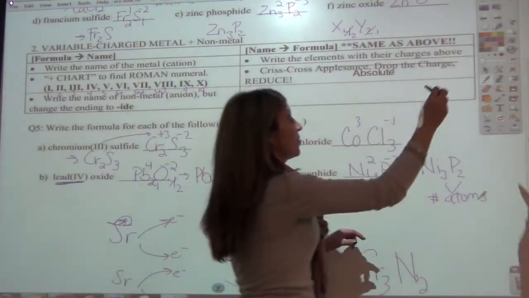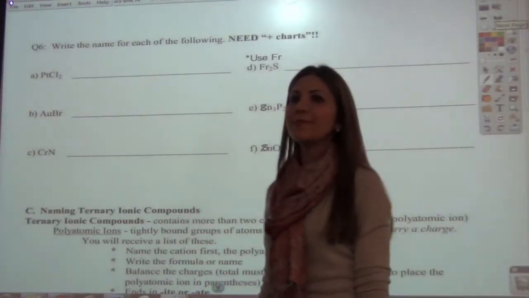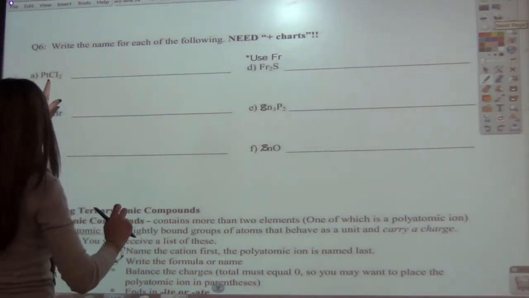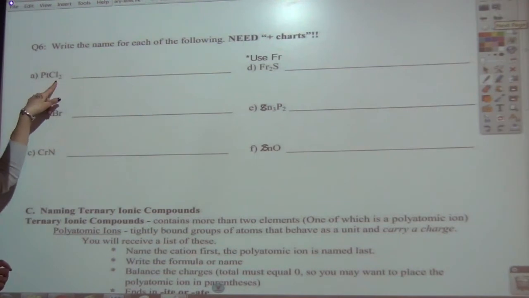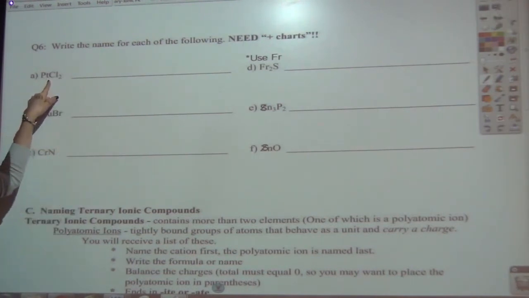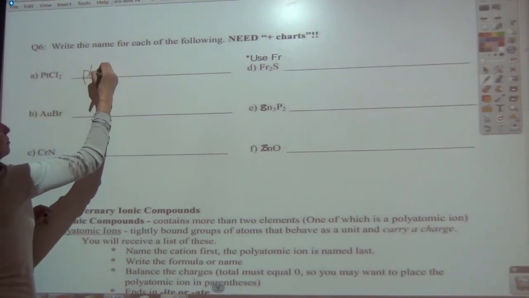So now flip to the next page. What happens if you go backwards, all right? This is a little more intense. So let's start off with PtCl2, okay? So what's Pt, please? Platinum. Platinum.